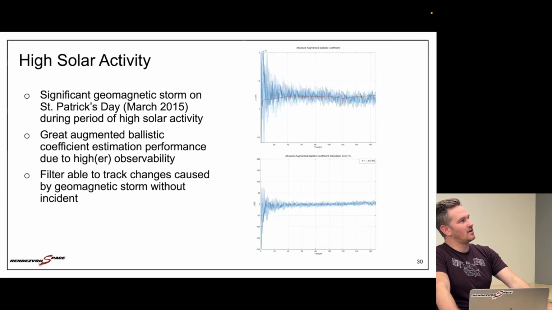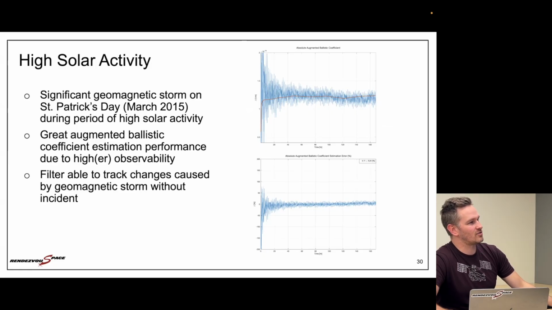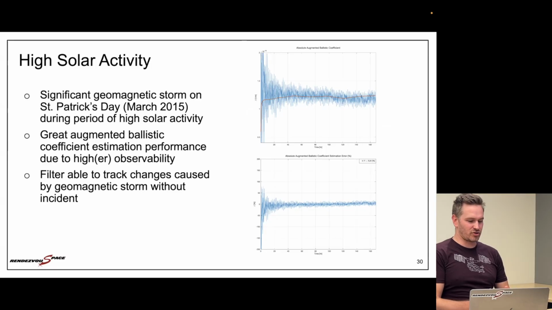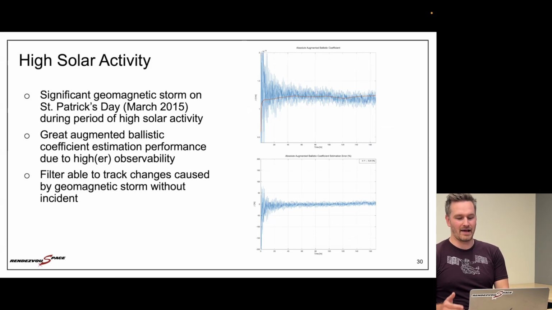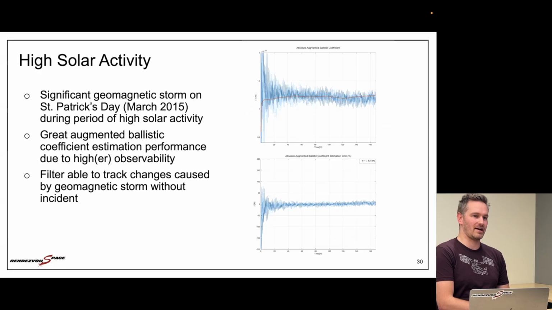Okay, last scenario, high solar activity. So we're looking at the St. Patrick's Day geomagnetic storm of March 2015. So this is intense solar activity. How do we do? The answer is really well, which brings me to an interesting observation, which is that this estimation approach based on orbit observations does better the worse the conditions are, right? Usually you consider high drag conditions to be bad, but from our perspective, it increases our observability and increases the accuracy of our estimates, which is a great result for us.